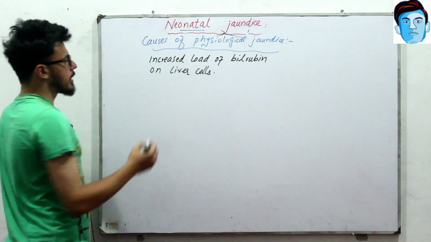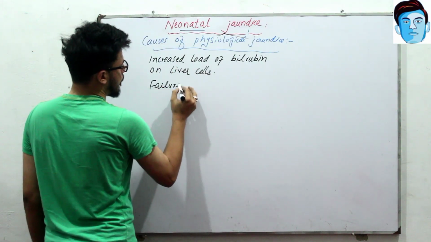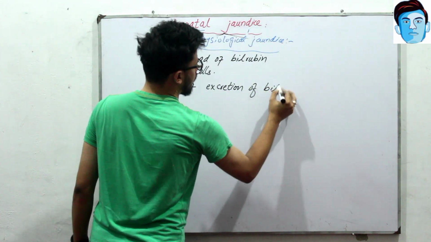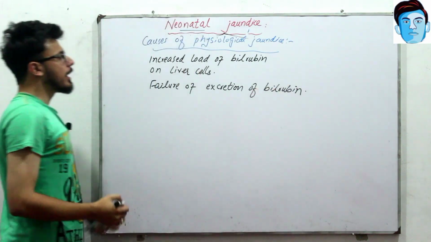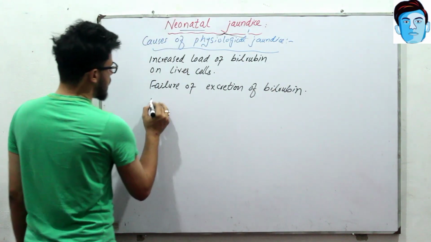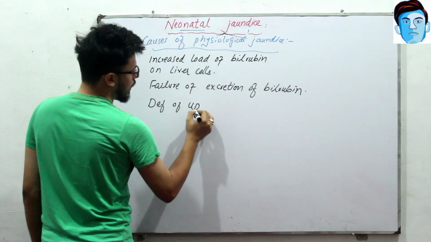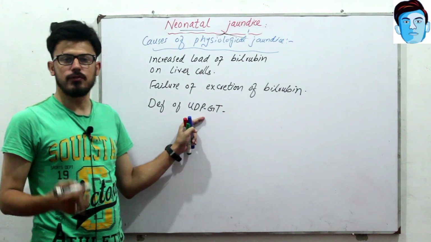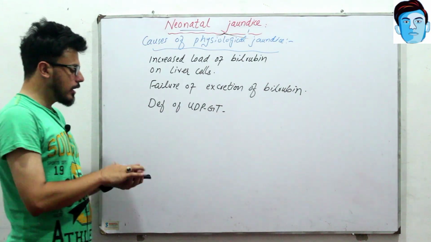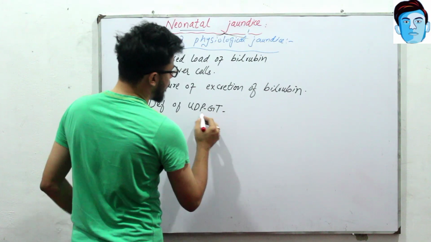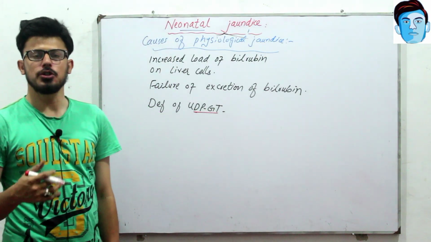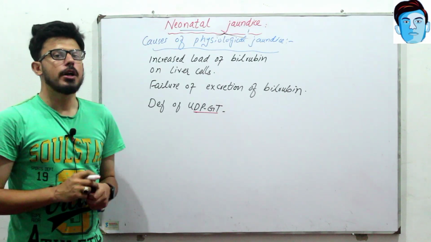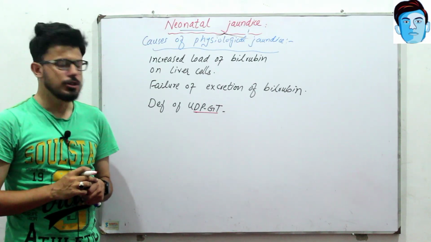Secondly, there is failure of excretion of bilirubin. Thirdly, there is deficiency of UDP-GT, that is uridine diphosphoglucuronyl transferase. As I discussed earlier, the major function of UDP-GT is to convert the unconjugated form of bilirubin into the conjugated form. If there is deficiency of UDP-GT, the unconjugated bilirubin level will be exceeded. Ultimately, there will be jaundice.